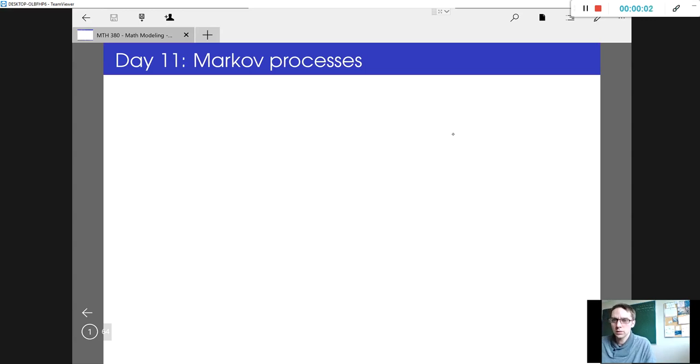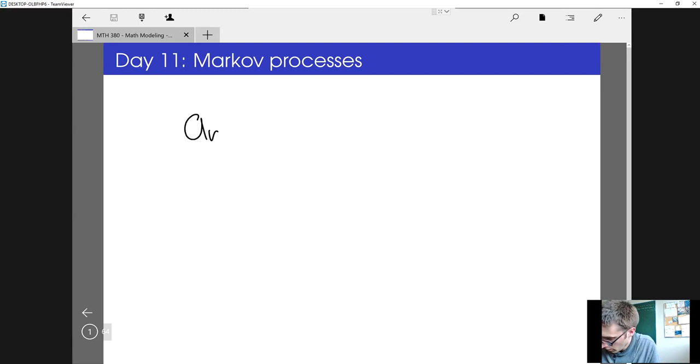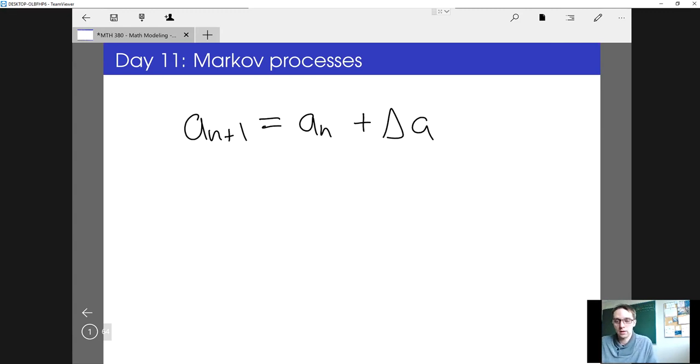In the last unit, we looked at a variety of models for dynamical systems, and they all have the form a_{n+1}, the new value, equals a_n plus delta A, where a_n was again the old value and delta A was the change. And with these models, we were able to say quite a bit about how systems behave. We looked at how we could compute analytical solutions.